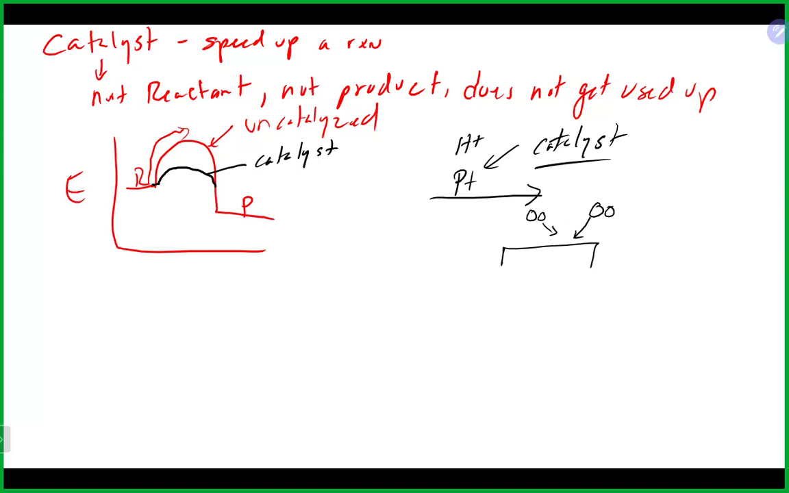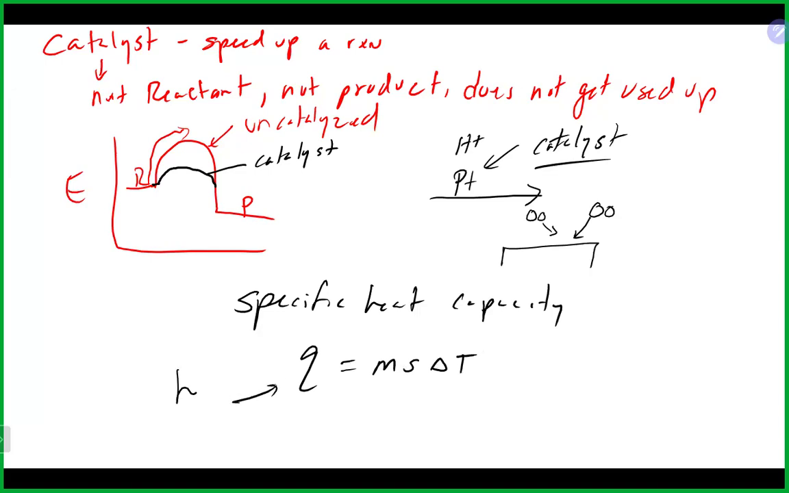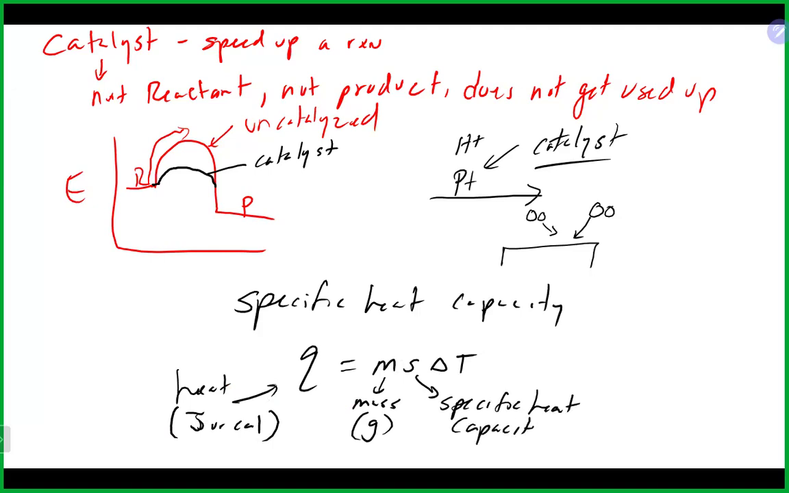We finished up talking about specific heat and specific heat capacity. And there's a formula which is Q equals m s delta T. Q is heat, or energy, and that usually has units of joules or calories. M is mass, which typically has units of grams. S is the specific heat capacity. And that has units of joules per gram per degree Celsius or calories per gram per degree Celsius.